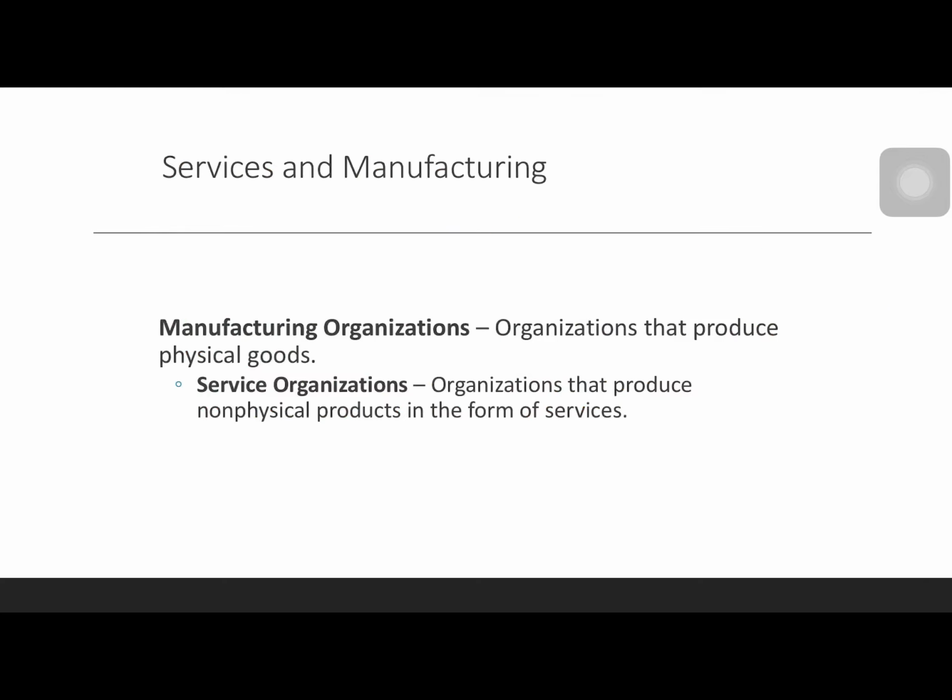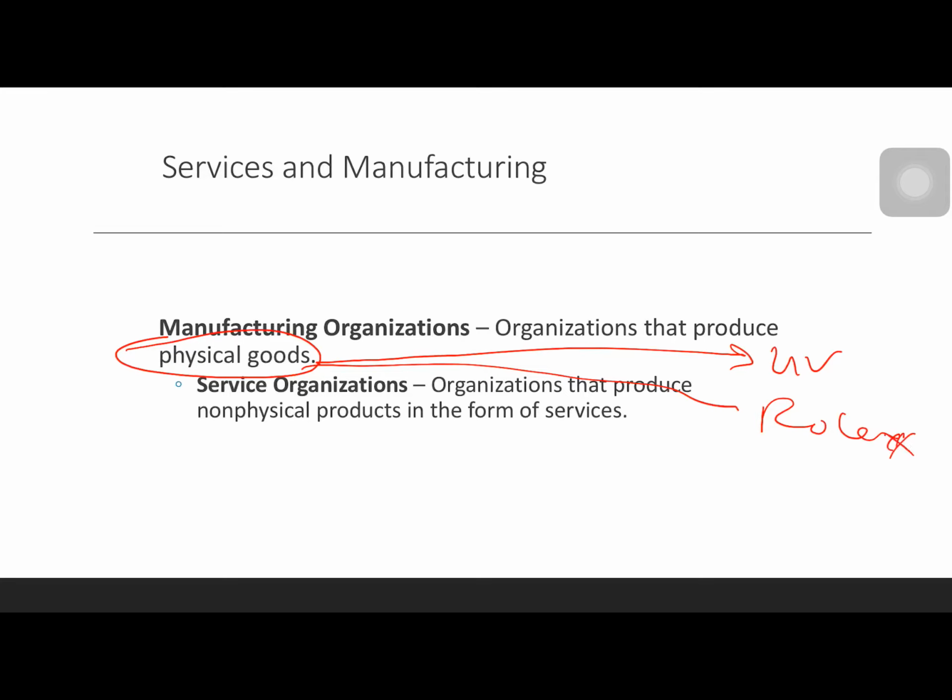Here I've given explanations of what manufacturing organizations and service organizations are. In a manufacturing organization, you see a physical good. For example, Louis Vuitton. What else? We'll take some luxury brands: Rolex, Mont Blanc. I would be expecting you to go through these websites.